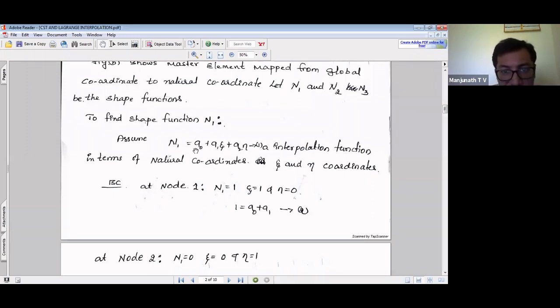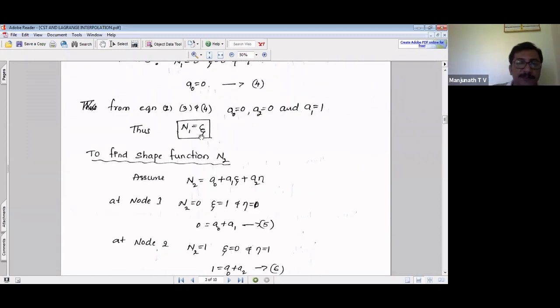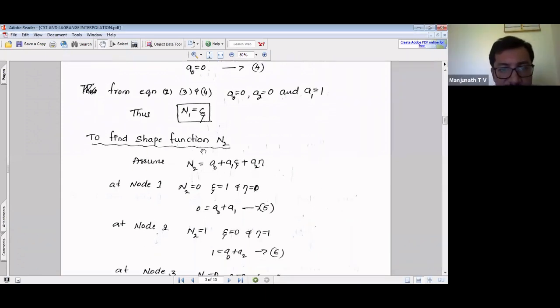you are going to get N1 equal to only zeta, because a1 is 1. Here a2 is 0 and a naught is also 0, so you are going to get N1 equal to zeta. Which means the shape function is going to vary only in the zeta direction here. Now similarly, we are going to calculate the shape function for N2.